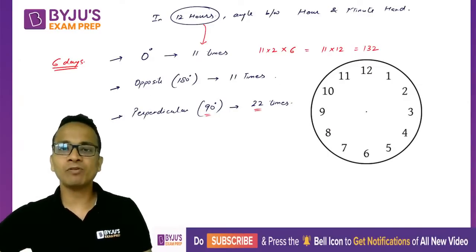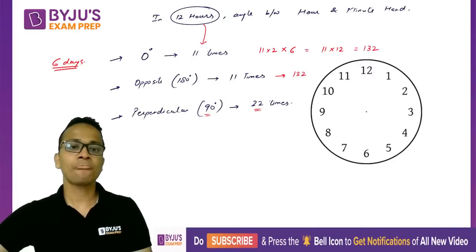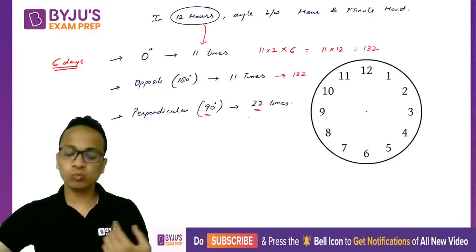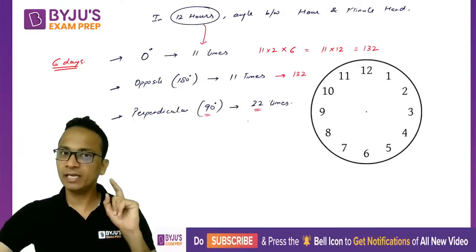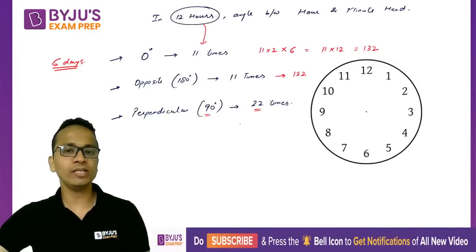The same will happen for 180 degrees. This will be 132 times. But for perpendicular, this will be double of this. So the 90-degree angle, in 12 hours it is made 22 times.